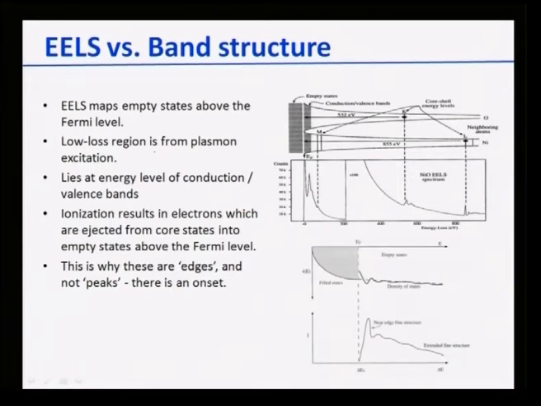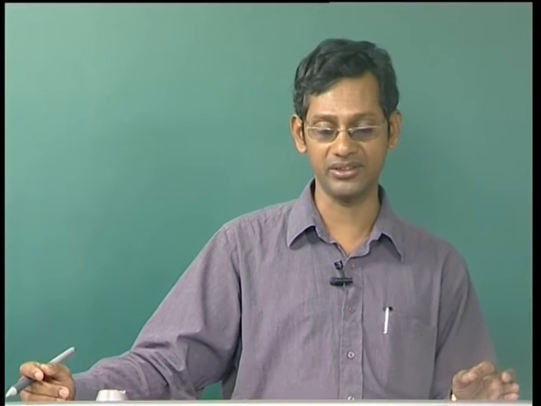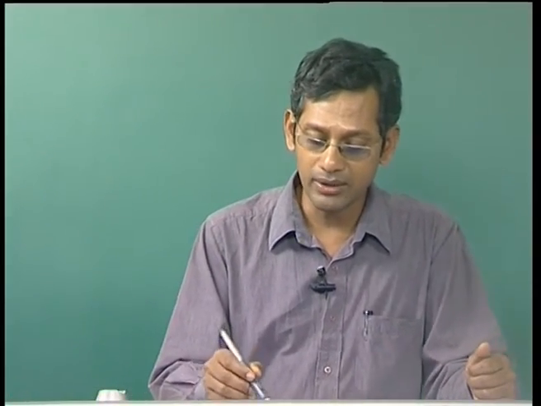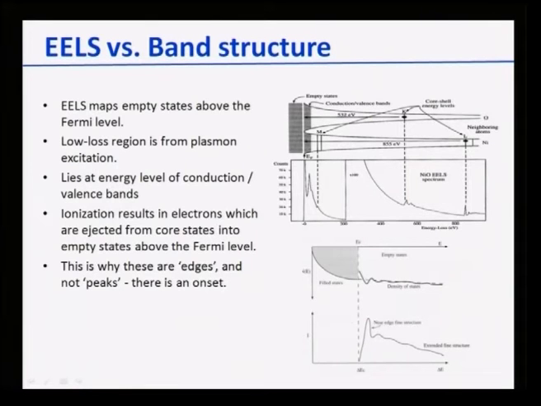This is why these are called edges, not peaks, because they are just the onset of transitions. They are not talking about the whole transition, they are talking about the onset of the transition. Let me explain. The first picture here shows the empty states, then this is the Fermi level, because below the Fermi level all the states are occupied, and above the Fermi level the states are unoccupied. Below the Fermi level you have the conduction and the valence bands, as you can see here.